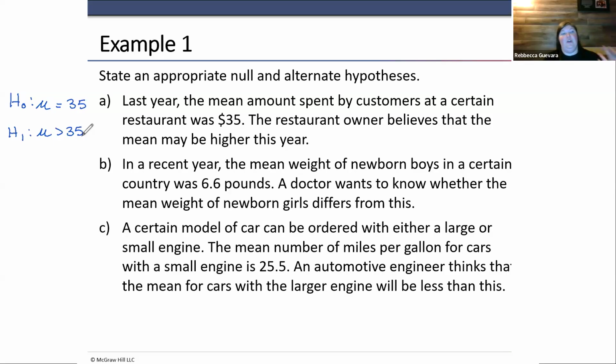Null hypothesis saying, well, last year the mean amount was $35. I think this year the mean amount is $35. Alternative hypothesis is, even though the mean was 35 last year, I think it's greater this year. So it's still looking at what happened this year, but one is saying nothing changed from last year, and one is saying it's changed from last year.